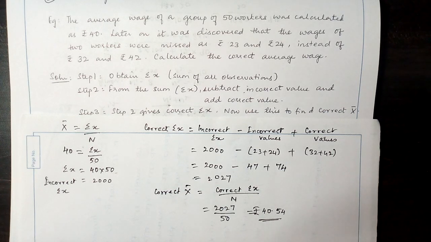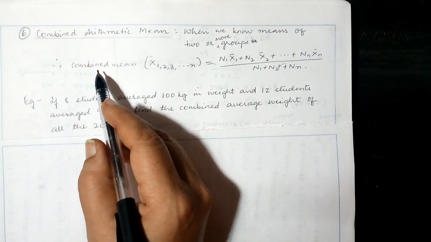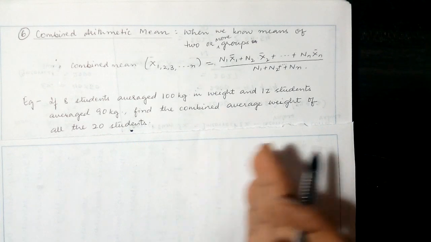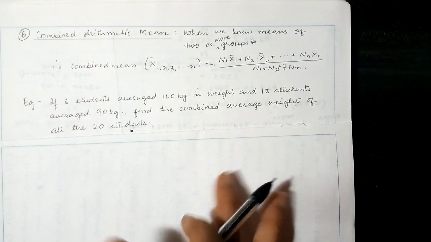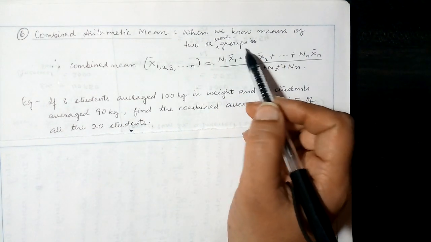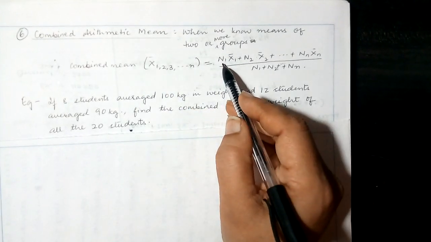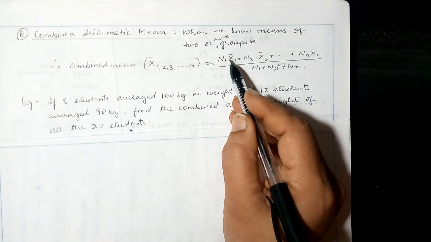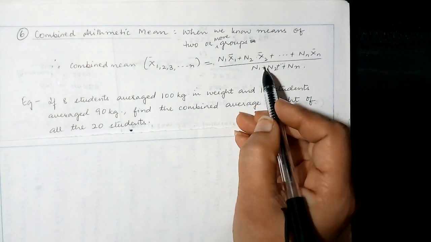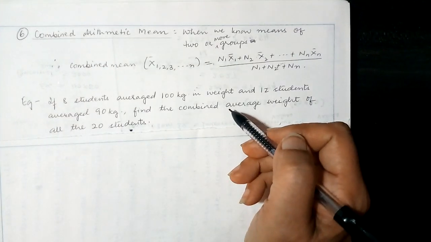Let's now look into the other condition. Now let us understand the other condition, combined arithmetic mean. That means when a number of means are given, you combine all these and find a single mean. When we know the means of two or more groups, the combined mean would be equal to n1 x1, that is number of observations into mean, plus number of observations into mean and so on, divided by the total number of observations. Let's understand this with the help of an example.